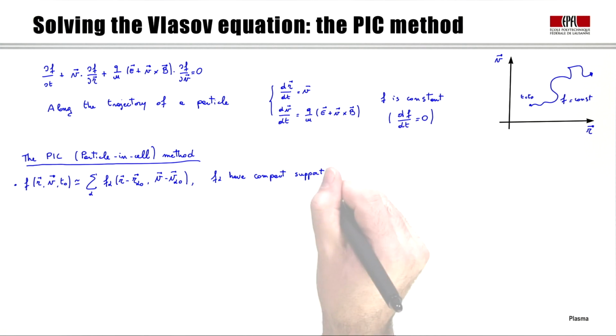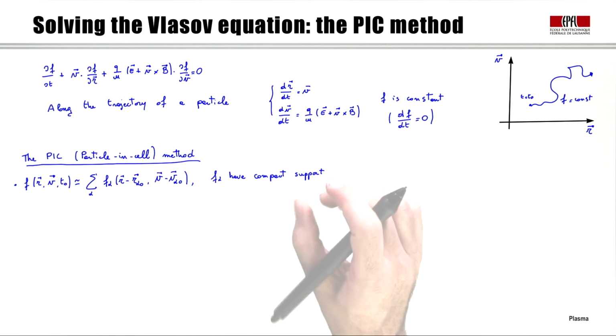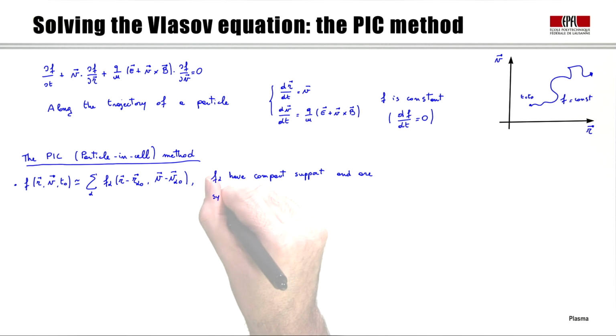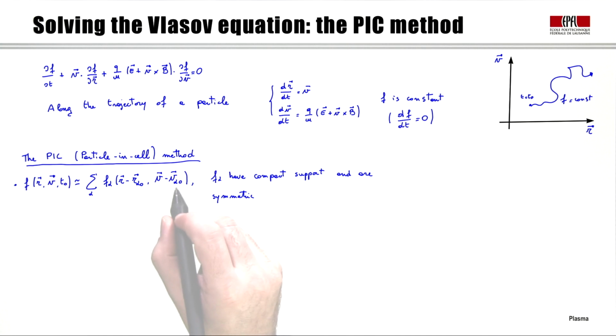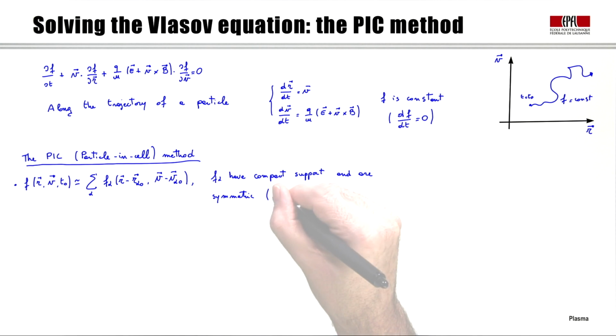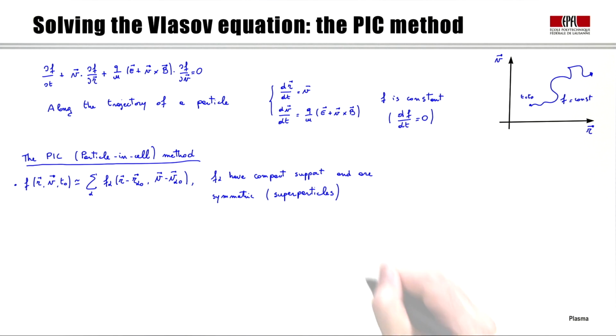Therefore, they are equal to 0 everywhere except in a region of the phase space, and they are symmetric with respect to R alpha 0 and V alpha 0. These f alpha, as we will see the reason soon, are also called superparticles.